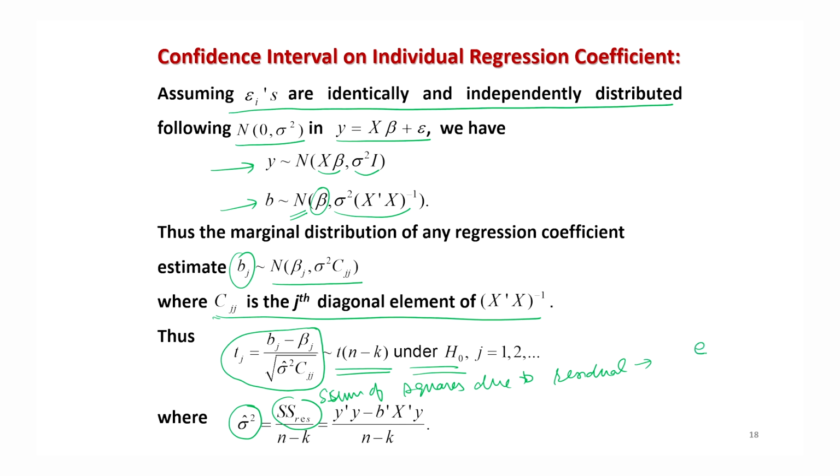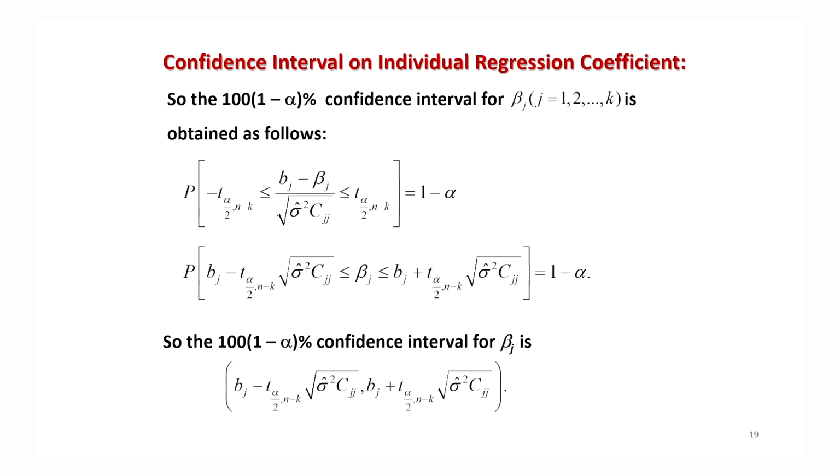you already had obtained the residual vector e, whose elements were e1, e2, en. From there we try to obtain it, and this expression comes out to be like this: y transpose y minus b transpose x transpose y, and this sigma square hat is SSRes, that is the sum of squares due to residual, divided by n minus k, the degrees of freedom, right. So this is the expression by which we will compute this value of sigma square here, right. But anyway, software is going to do it.